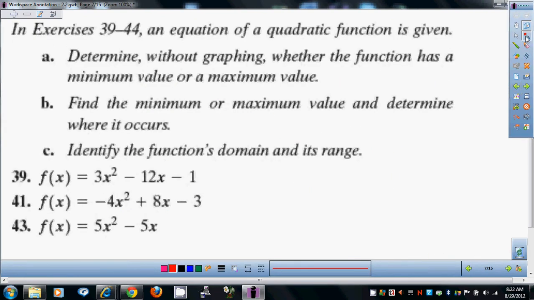Determine without graphing whether the function has a minimum or maximum value. Find the minimum or maximum value and determine where it occurs. Identify the function's domain and range when you're done.